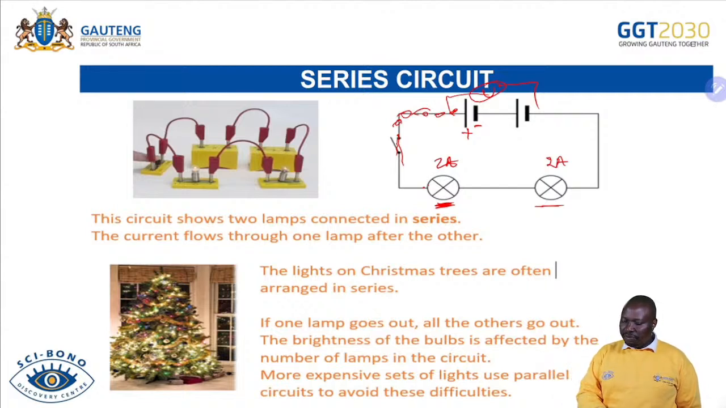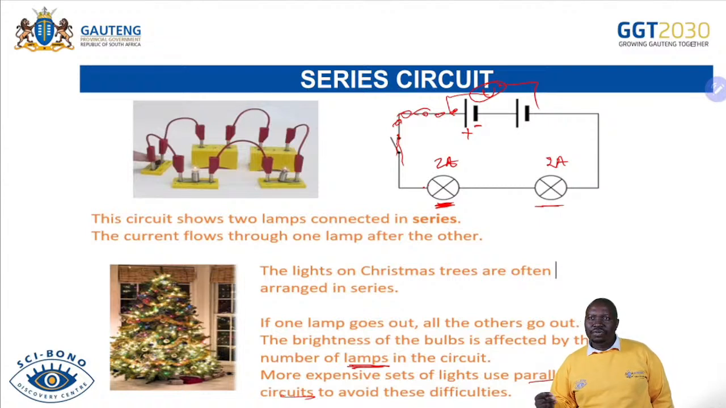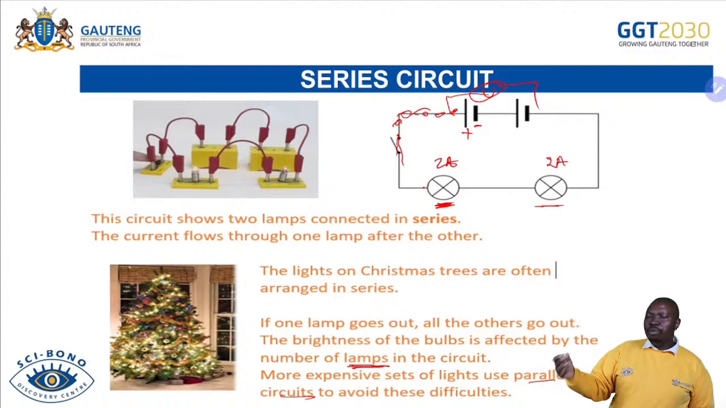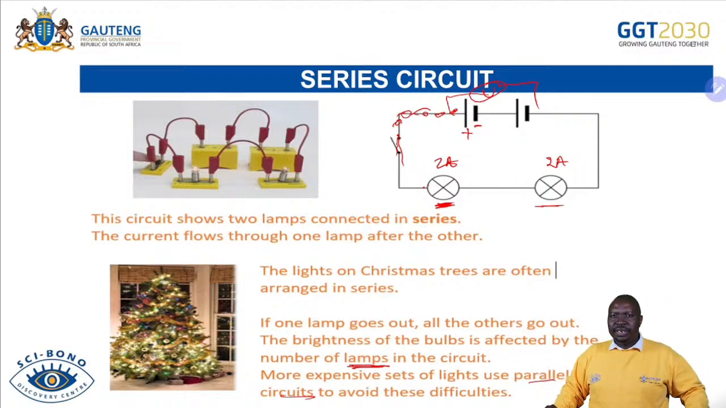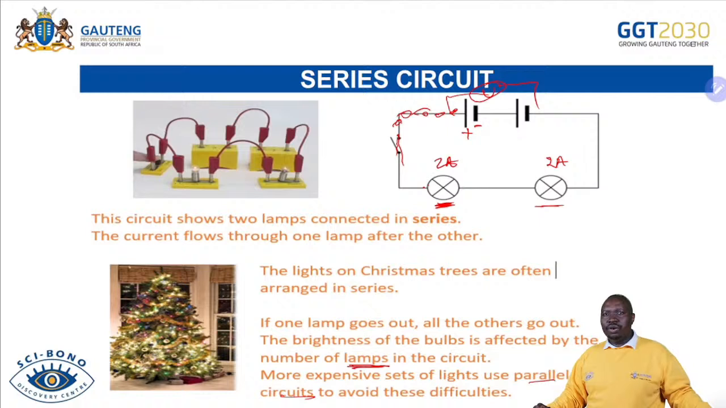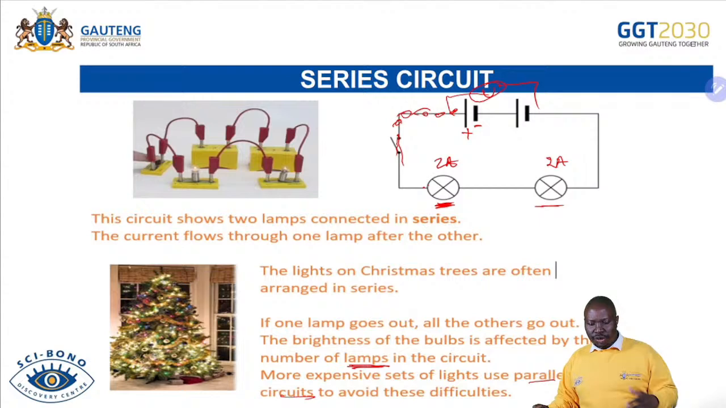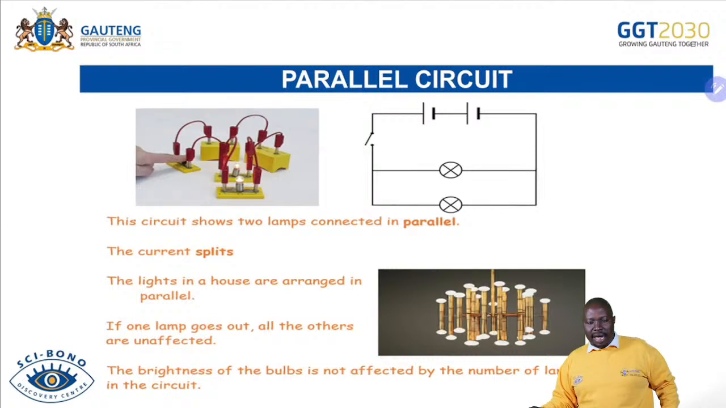So we're saying the brightness of the bulb is affected by the number of lamps in the circuit. More expensive sets of lights use parallel circuits. So the ones that we use at our homes, for example, we're using parallel combination. Just imagine at home, if you're connecting all your bulbs in series, you will have a problem. When one dies, it means the entire house will be in darkness. So hence we use the parallel combination. I will indicate in the next slide the importance of using a parallel connection.